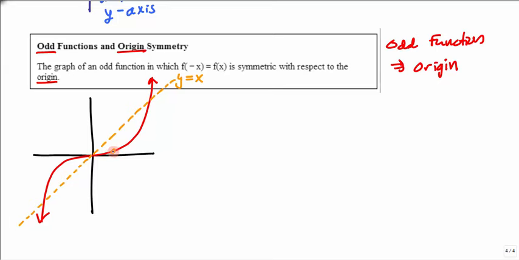Now if you notice, every point here is reflected across over here. So again, every point here is reflected across over here through the origin. And so this is called an odd function. So this is symmetric. WRT means with respect to the origin. And because it's symmetric with respect to the origin, this is called an odd function.